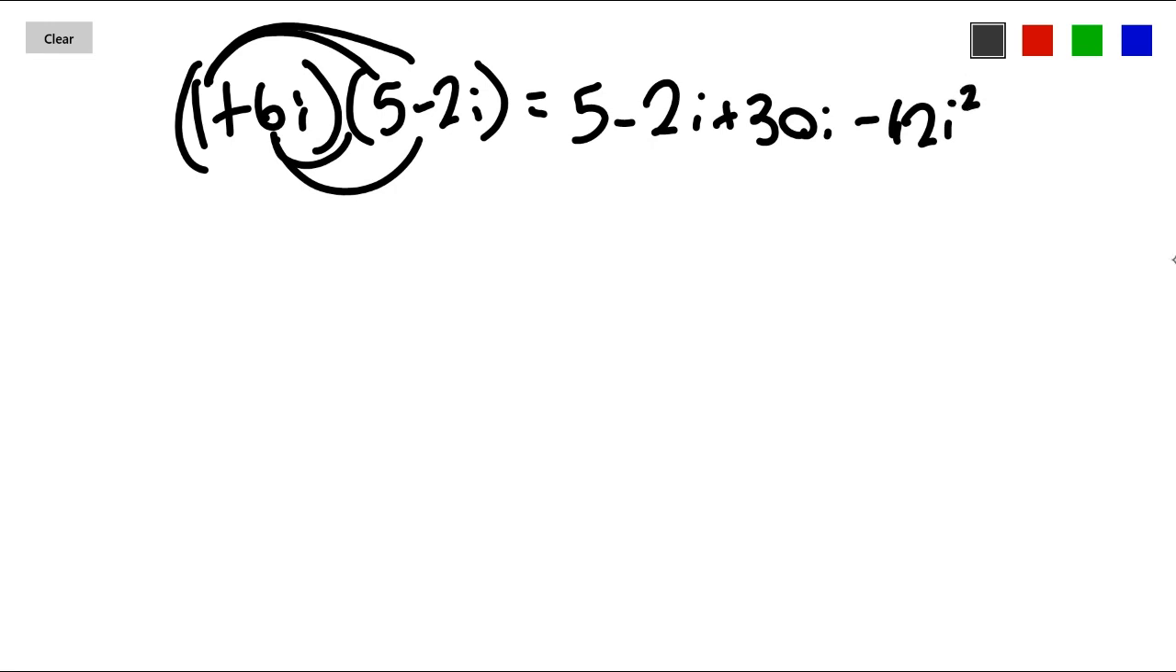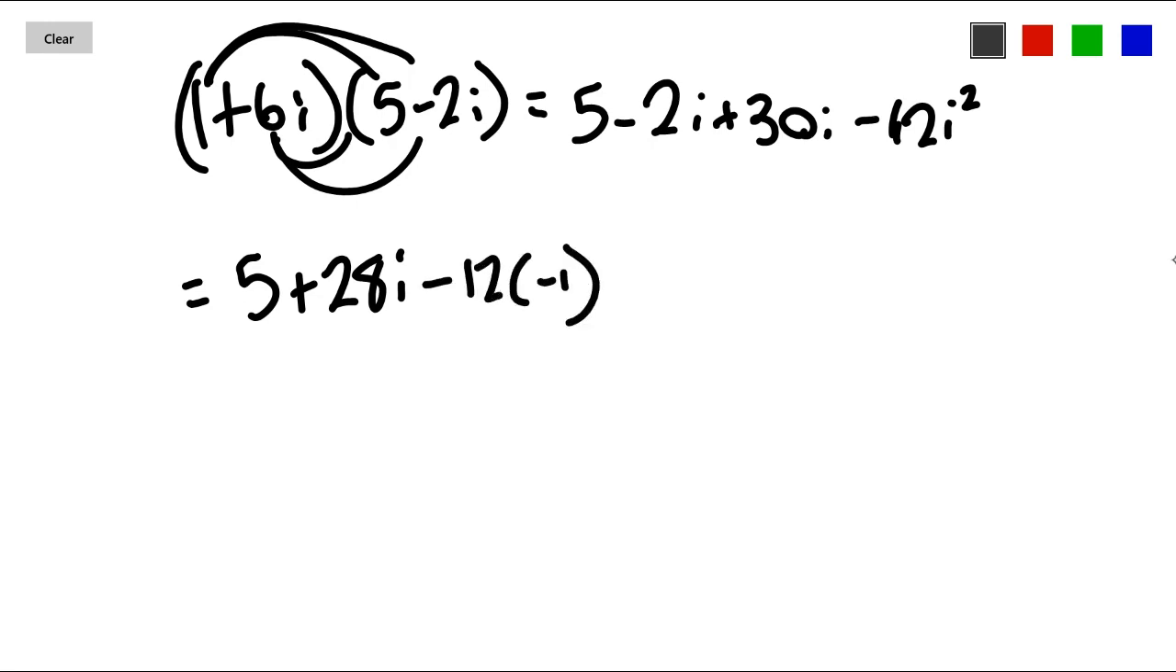So what this comes out to is 5, and if I combine the two imaginary components, I have a plus 28i here, and then i squared is negative 1, so I'll have minus 12 times negative 1. And then this is going to give me a 17 plus 28i.